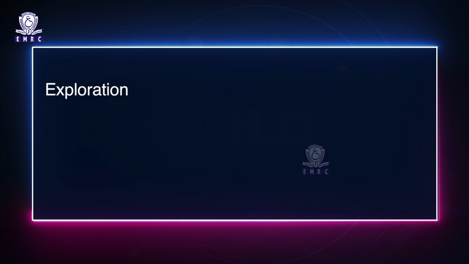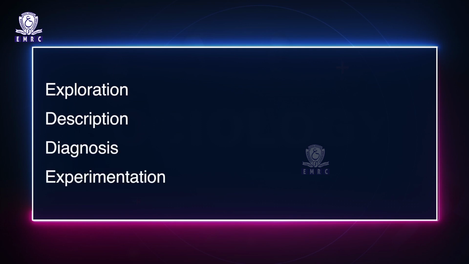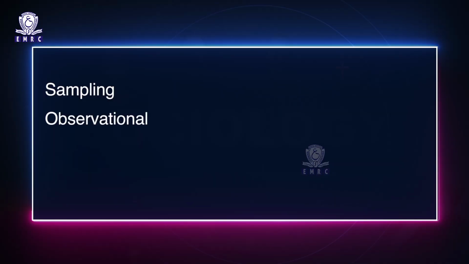Research designs vary according to the research purposes as well as from the point of view of working procedure. From the research purpose point of view, there are 4 categories of research design. They are exploration, description, diagnosis and experimentation. From the viewpoint of realizable working procedure, there are 4 parts of research design. They are sampling, observational, statistical and operational.